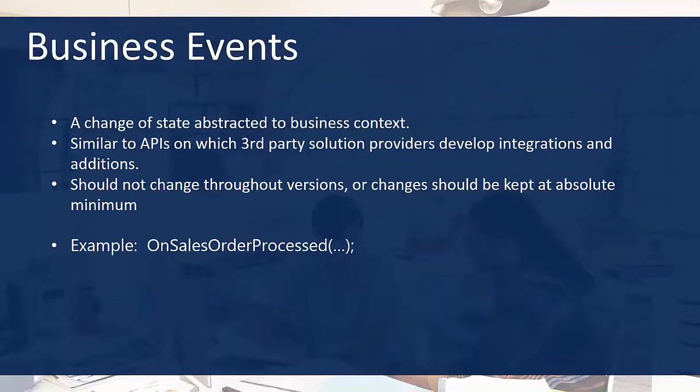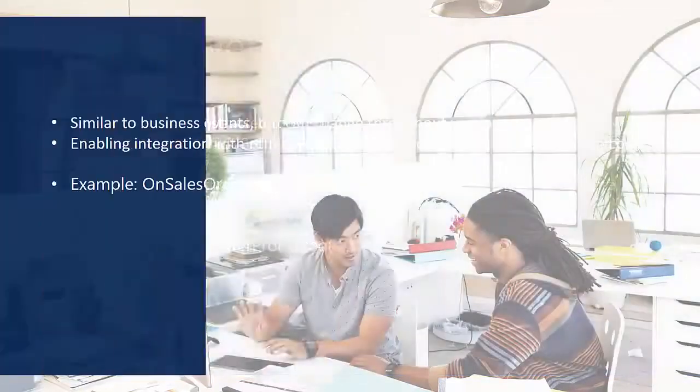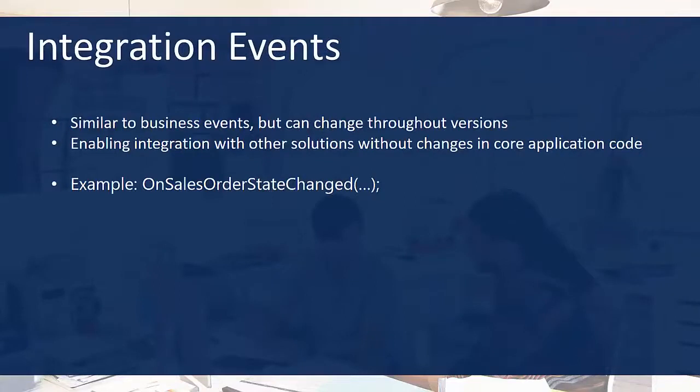Business events are meaningful changes of state in context of a business process and provide integration points for extending the application. They are considered permanent by nature, and changes on business events should be none or kept at absolute minimum throughout the versions. Integration events are similar to business events, but can be changed throughout the versions. They are entry points for integrating other solutions without changing the core application code.